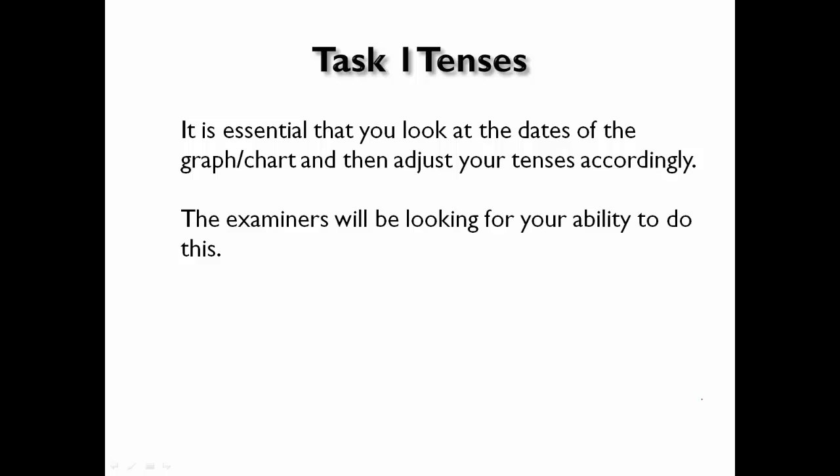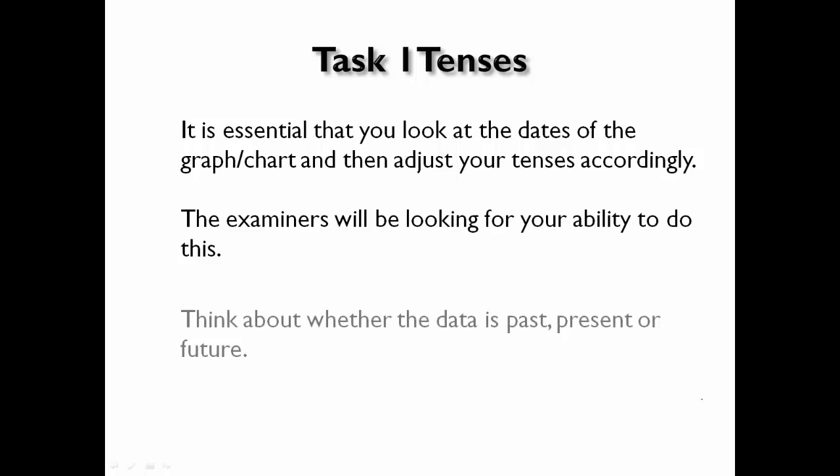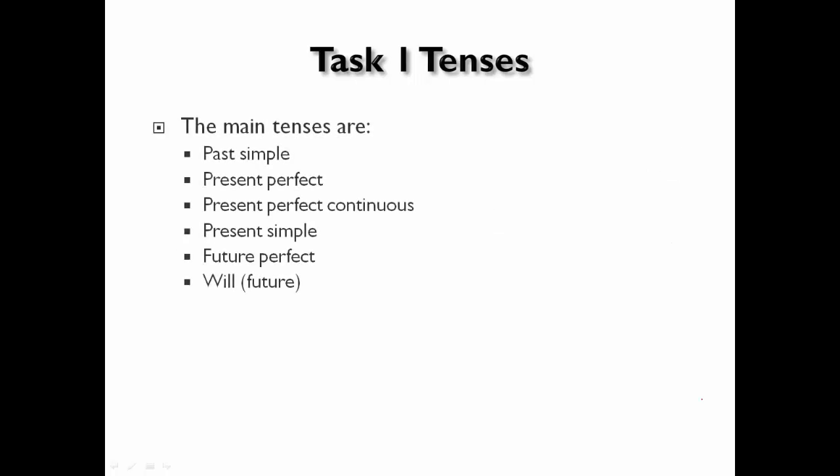If it's a date in the past, use the past. Think about whether the data is past, present, or future. If there's no date, it will just be present. You'll just be using present simple if there's no date at all. But if it's in the past, you'll have to use a past tense. If they're talking about the future, you'll have to use a future structure. So the main tenses are: past simple, present perfect continuous, present simple, future perfect, and will.